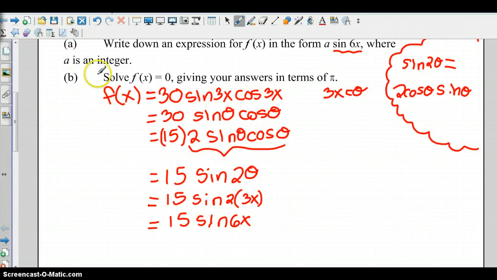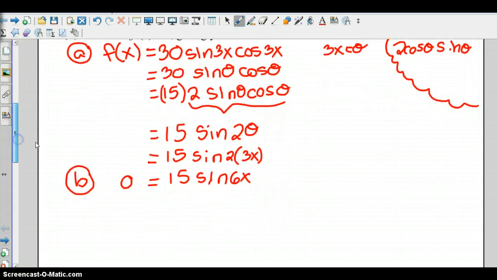Because the next part is telling me to solve f of x equal to 0. So if I am going to set this now equal to 0, so this was part A. We're going to continue here with part B. If this is part B, it does make it a little bit easier because now I just have to worry about my sine values equaling 0. I can divide by 15. Think about our basic steps to solving an equation.